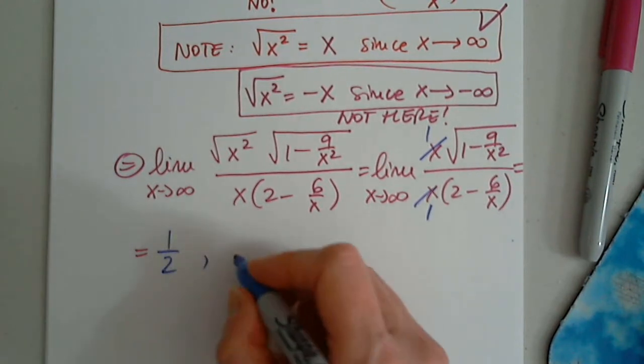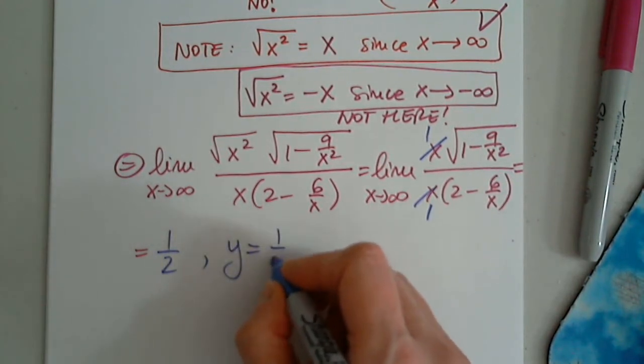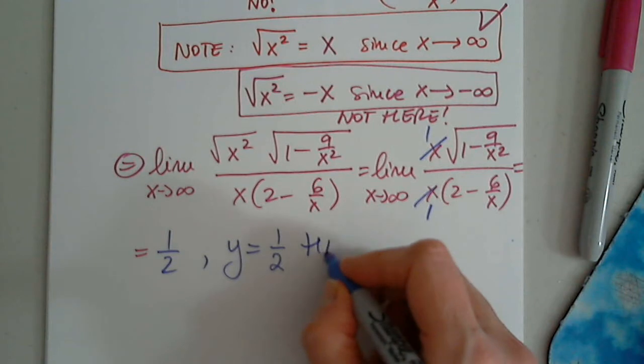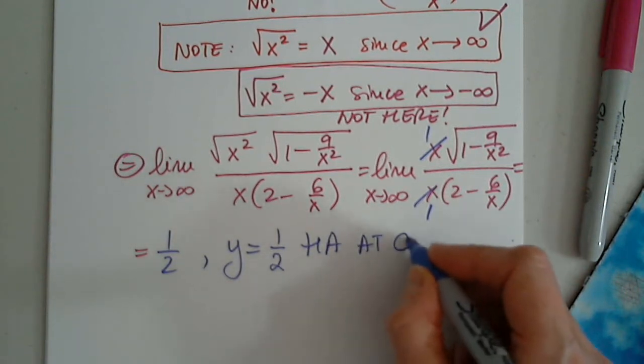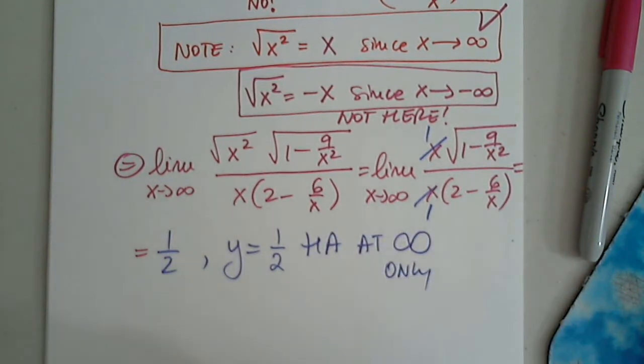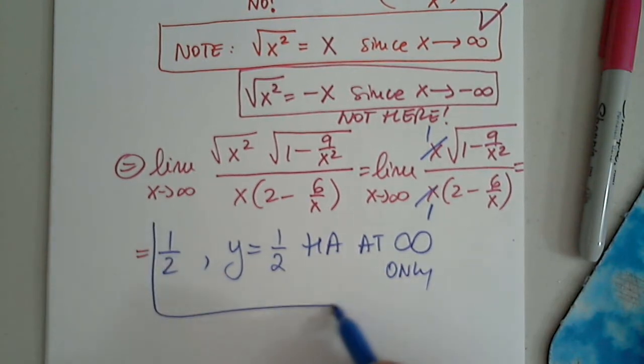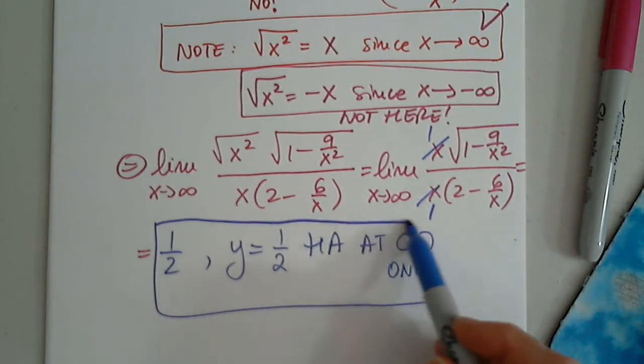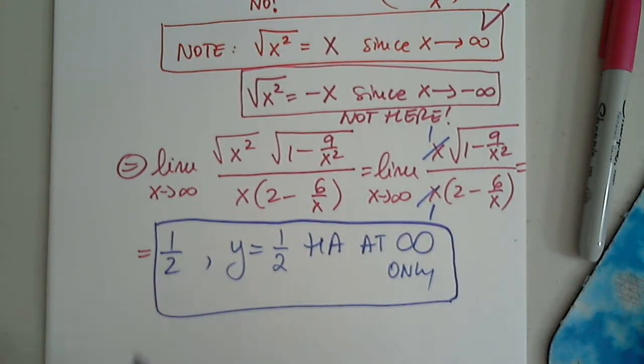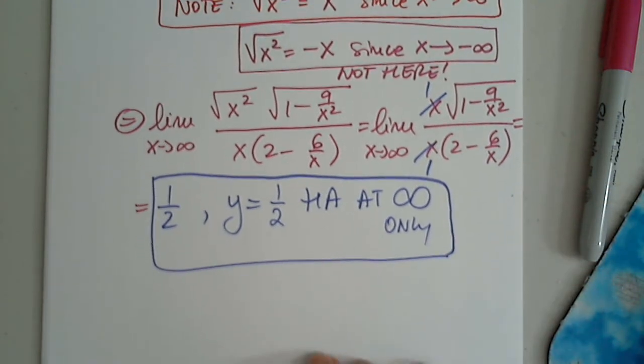Good. I have to write y equals 1/2, horizontal asymptote at infinity only. This is the entire correct answer, not just 1/2. Good. Anything else you would like to go back to? Other questions? Anything?